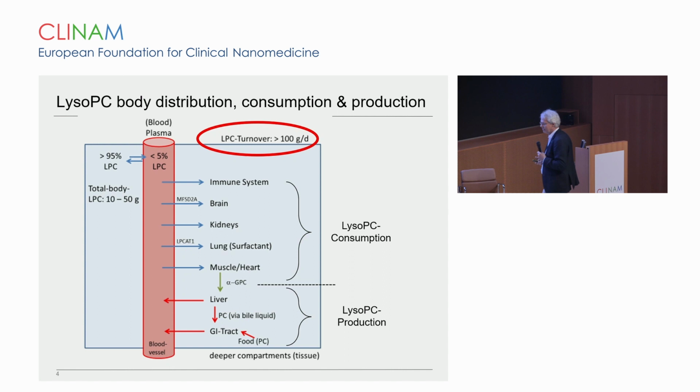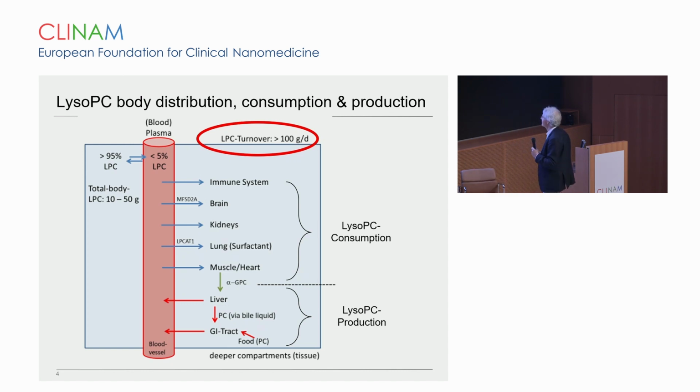This is a lot. Glucose turnover is 200 grams per day. And it's isocaloric, this 100 grams of Lyso-PC and the glucose. But this is necessary because you have so many Lyso-PC consumers: immune system, kidneys, muscle, heart, and so on. And on the other side, you have Lyso-PC producers. This is mainly the liver, at least what we believe, and the GI tract, because a lot of this Lyso-PC comes by food into our body.